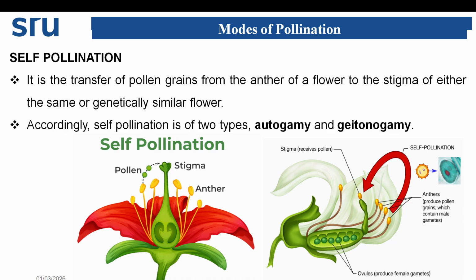Now first we will see what is meant by self-pollination. Self-pollination is the transfer of pollen grains from the anther of a flower to the stigma of either the same or a genetically similar flower.